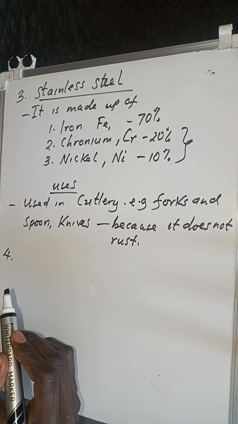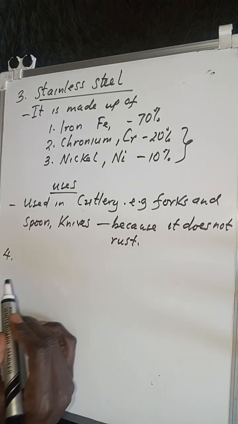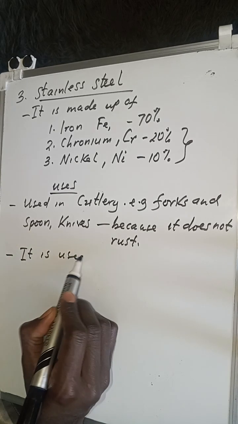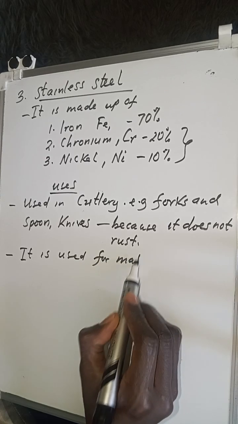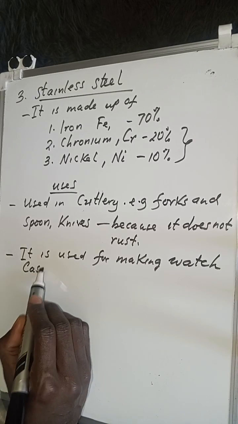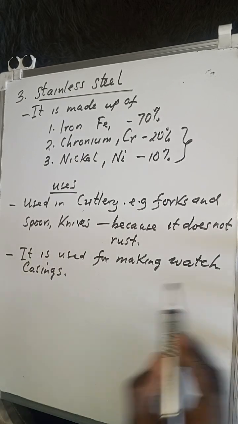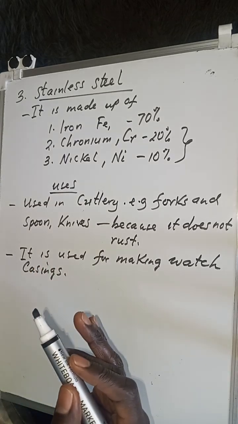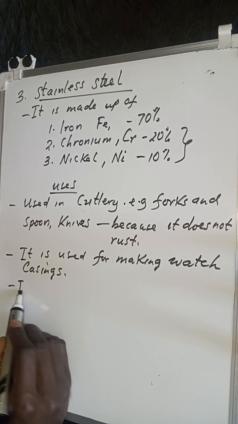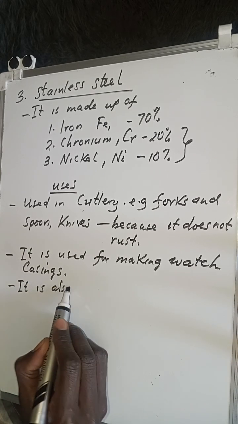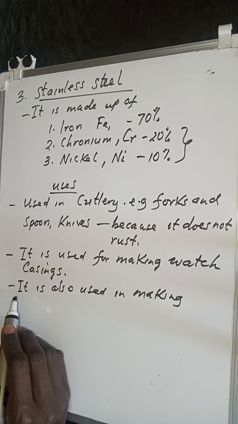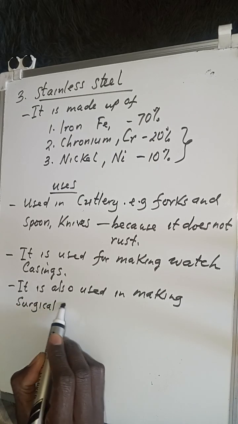All right, let me give you another use of stainless steel. We can simply say it is used for making watch casing. So in case you are wearing a precious watch, an expensive one, you are going to find that the outer casing of those watches, they use what they are calling stainless steel. Apart from that, it is also used in making most of the surgical equipment.